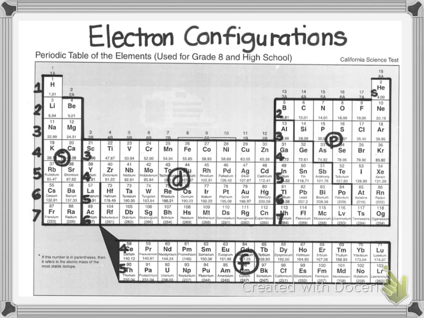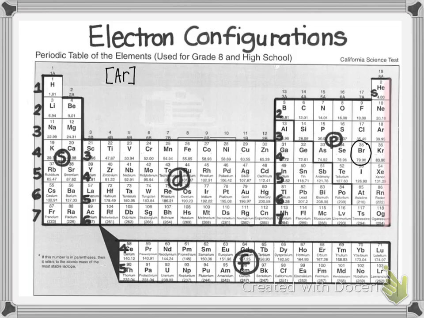So in the abbreviated form, what you do is you go to the noble gas in the period before the element you're interested in. So let's say bromine. The noble gases are all right here, the last column on the right. And the noble gas before bromine is argon. And so in a bracket, I write the symbol for argon.